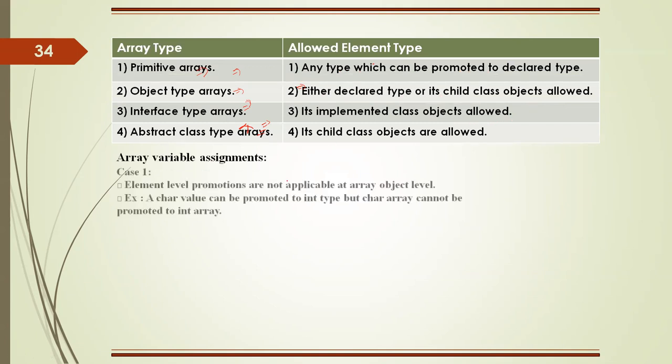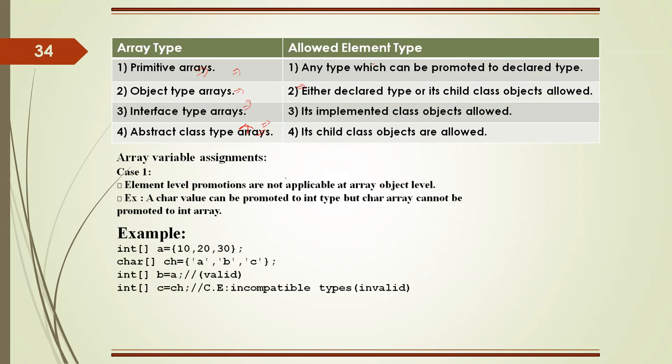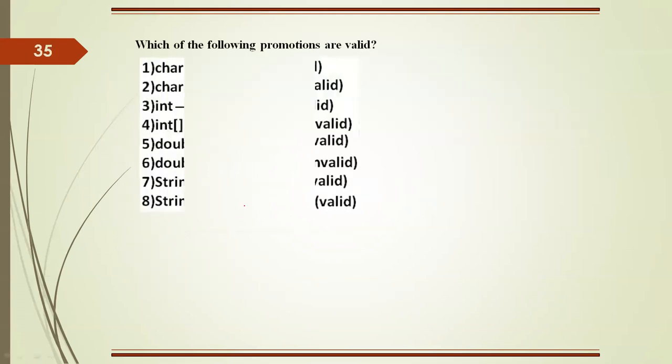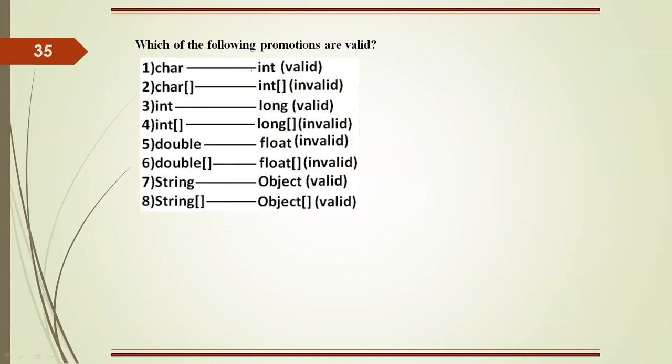Array variable assignment: element level promotions are not applicable at array object level. A char value can be promoted to int type, but a char array cannot be promoted to an int array. Which of the following is valid? Char to int is valid, char array to int array is invalid.